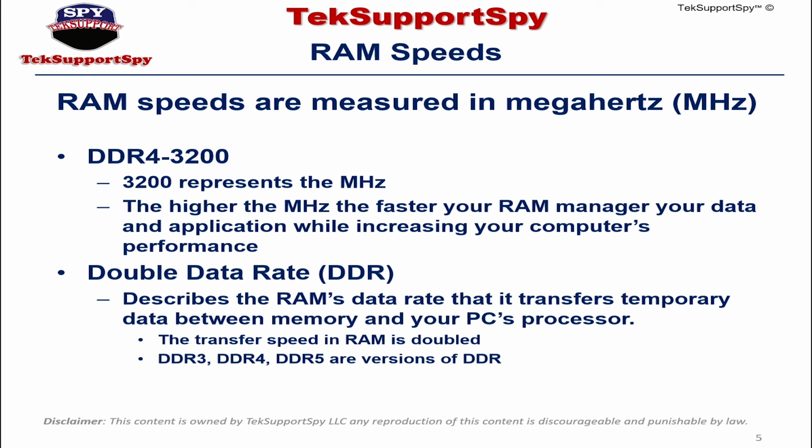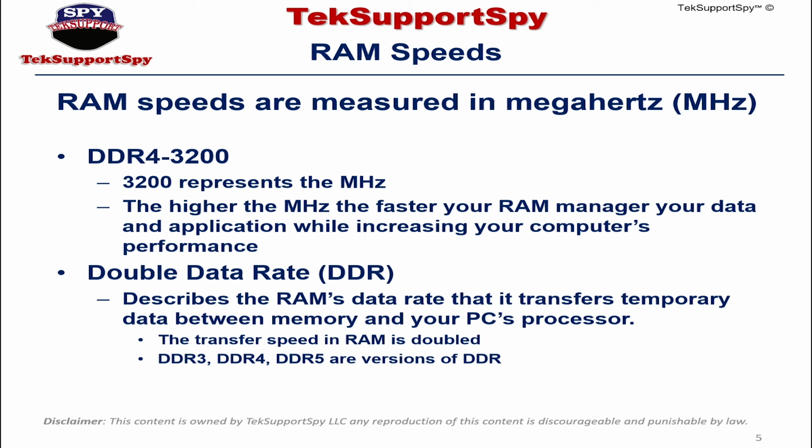And the DDR4s, DDR5s, that is just the double data rate version of that DDR stick. So one of the things is, DDR stands for double data rate. What that does is it describes the RAM's data rate, that it transfers temporary data between the memory and your PC's processor. So it's the transfer speed, right?